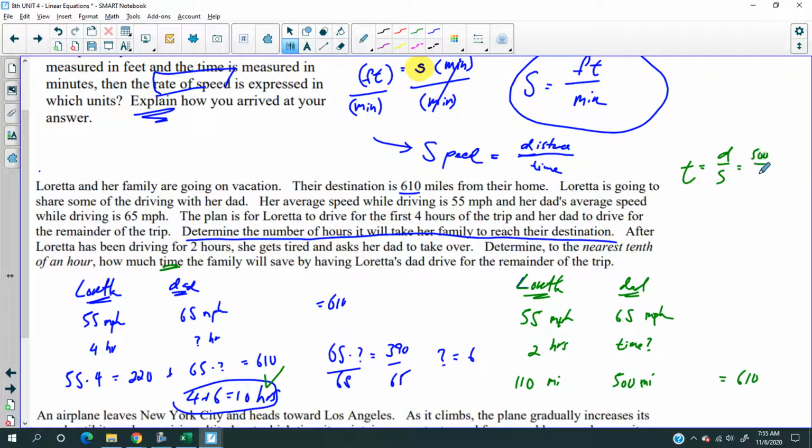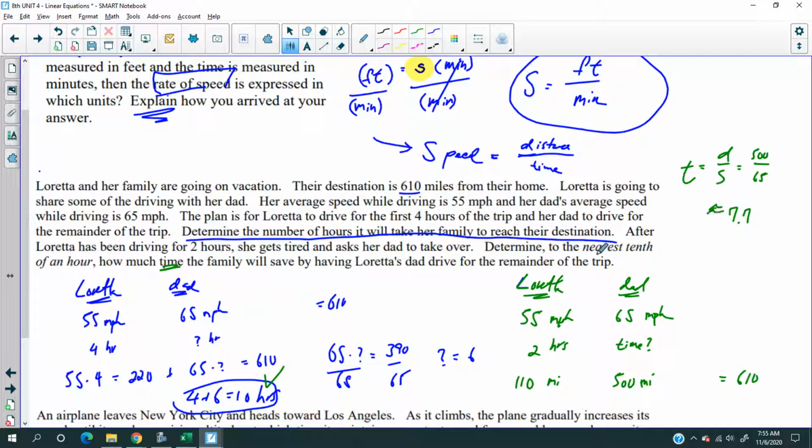Right, by the way, you don't even need to look at the formula. I mean, you could figure that out on your own, right? So 500 over 65, right? Because the person has to travel 500 miles over 65 miles per hour. So that's 7.7 approximately.